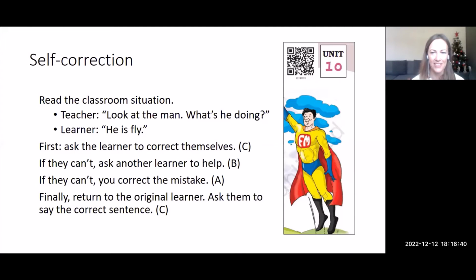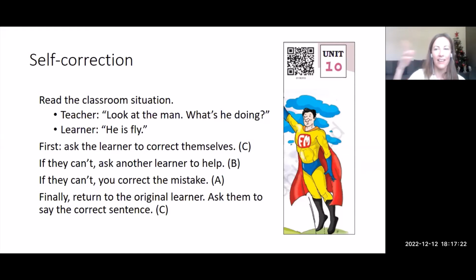So our suggestions, Isabel and I, let's see if you agree with us, would be this. So first, we're going to ask that learner to try to correct themselves. We're going to give them the opportunity. We're not going to humiliate them or embarrass them, but just see if they can say it again. So gently encourage. If they can't, we're going to ask another learner to help out. And it might be at this stage that we're asking another learner from the same home language background so that they can help or explain to that learner. All right. And then if that didn't work, okay, then we can correct the mistake ourselves. So teacher correction is third here. And then finally, this is the important bit.